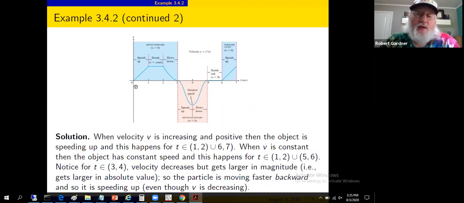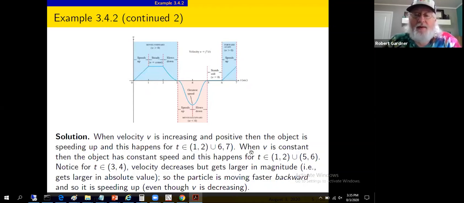Time between 0 and 1, it's speeding up because the velocity is increasing, and the same kind of thing happens between 6 and 7. Sorry, typo there. It should read 0 to 1. We've got velocity increasing here and increasing here. So that represents a greater and greater velocity, and so a greater and greater speed.